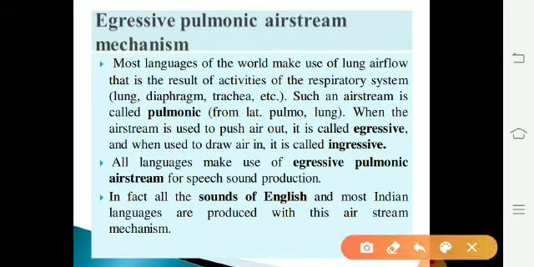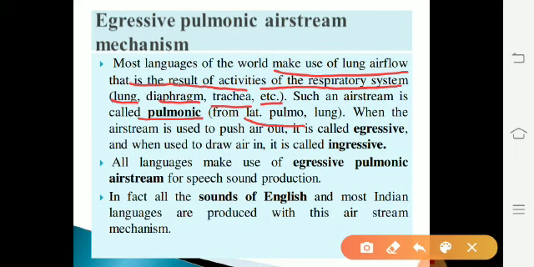Most languages of the world make use of lung airflow, that is the result of the activities of the respiratory system, which comprises lung, diaphragm, trachea, etc. Such an airstream is called pulmonic. This word has come from the Latin word pulmo, which means lung. The speech sounds use lung air.